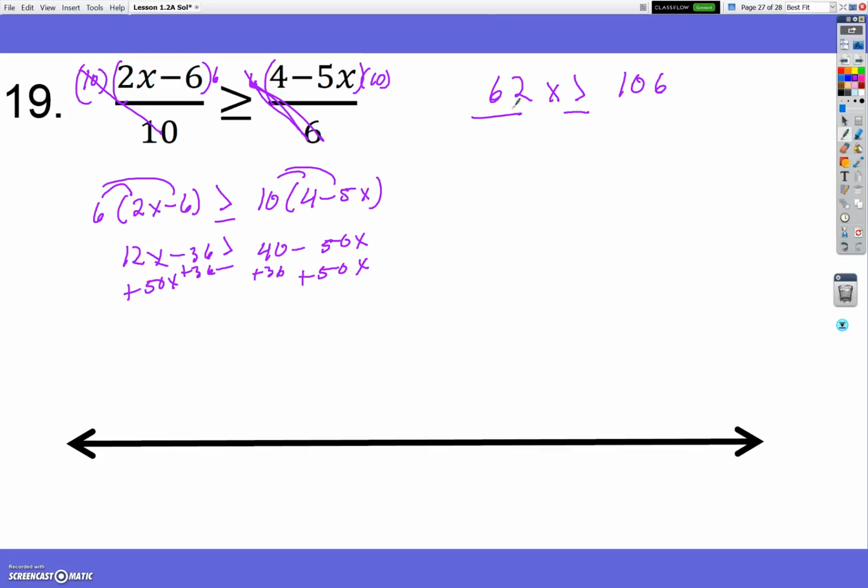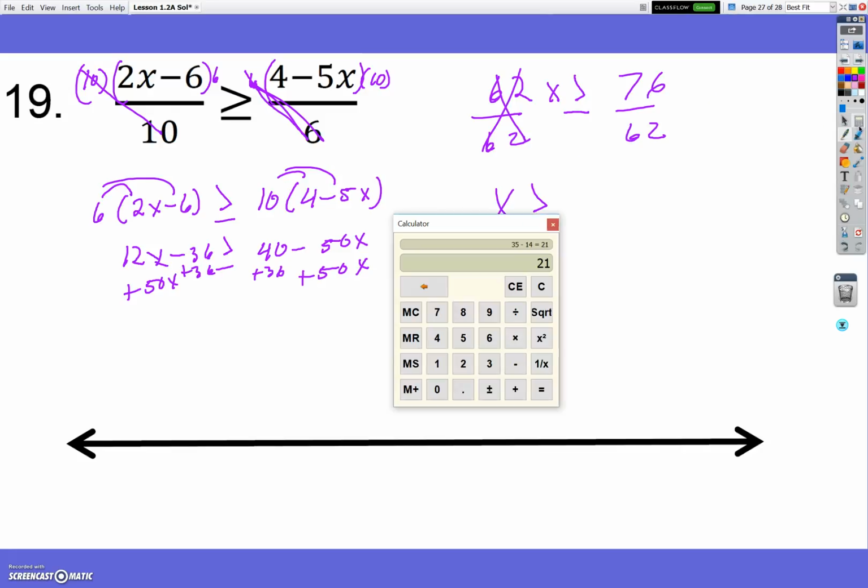This will give me 62x is greater than or equal to, not 106, I'm way off, 76. Then I'm going to divide both sides by 62. And I'm going to be left with x is greater than or equal to 76 over 62. Those are both even, so I know I can reduce them both by 2. And this would give me 38 all over 31.